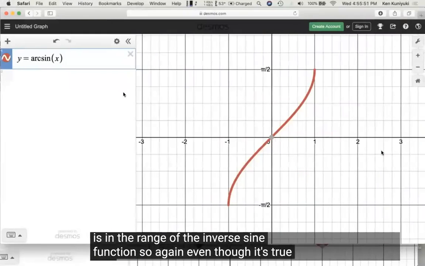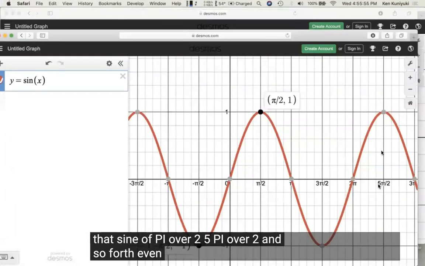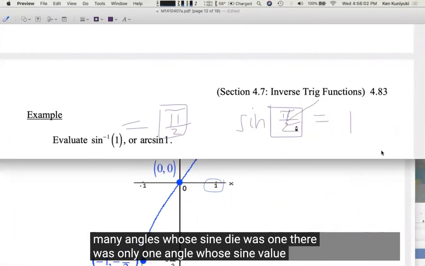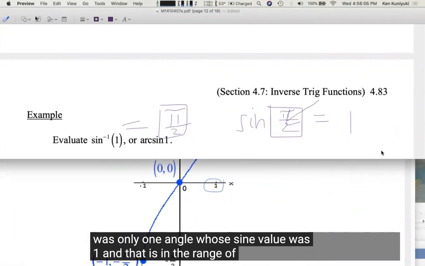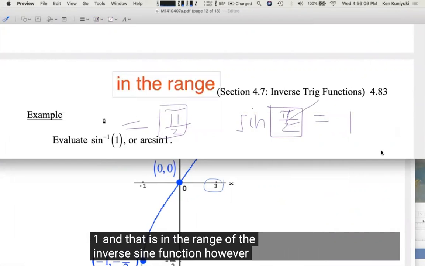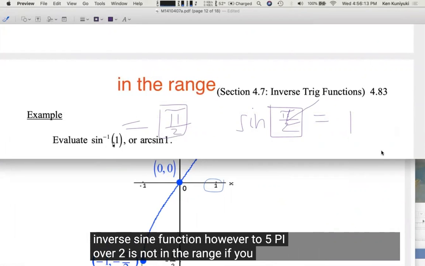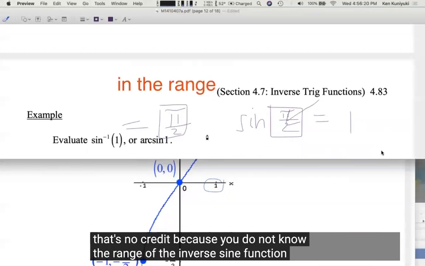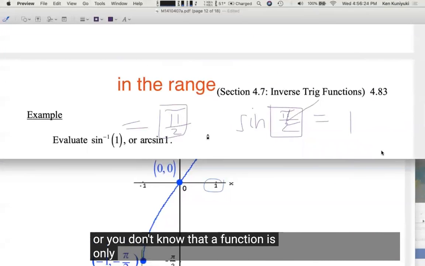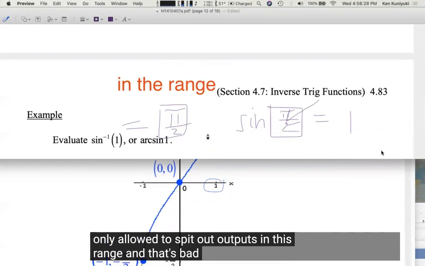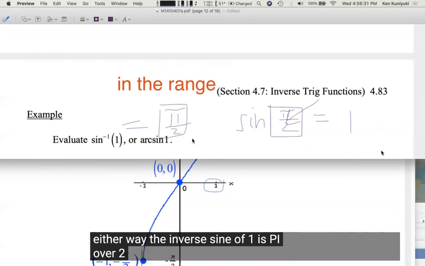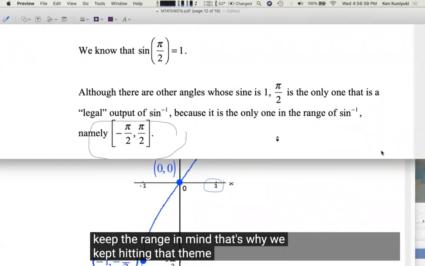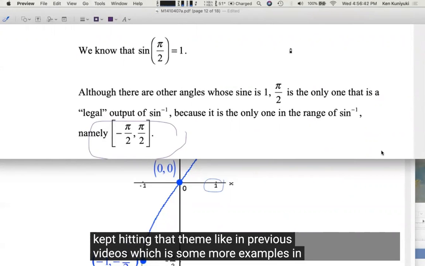So again, even though it's true that sine of pi over 2, 5 pi over 2, and so forth, even though there are infinitely many angles whose sine value is 1, there is only one angle whose sine value is 1 and that is in the range of the inverse sine function. Pi over 2. 5 pi over 2 is not in the range. If you say that the answer to this is 5 pi over 2, that's no credit, because you do not know the range of the inverse sine function. Or you don't know that a function is only allowed to spit out outputs in this range, and that's bad either way. The inverse sine of 1 is pi over 2. It's not 5 pi over 2. You have to keep the range in mind. That's why we kept hitting that theme like in previous videos. We'll do some more examples in the next video.